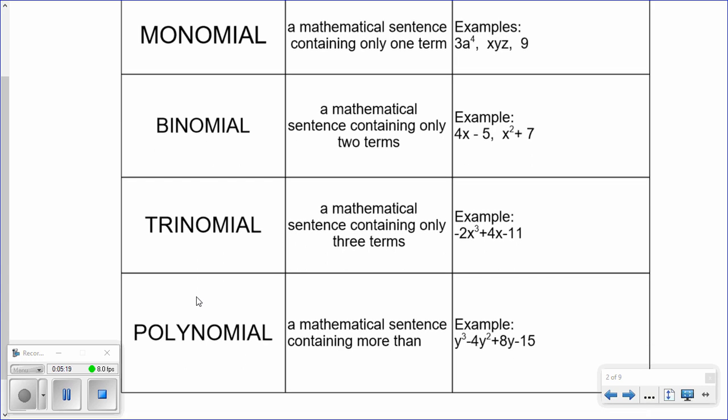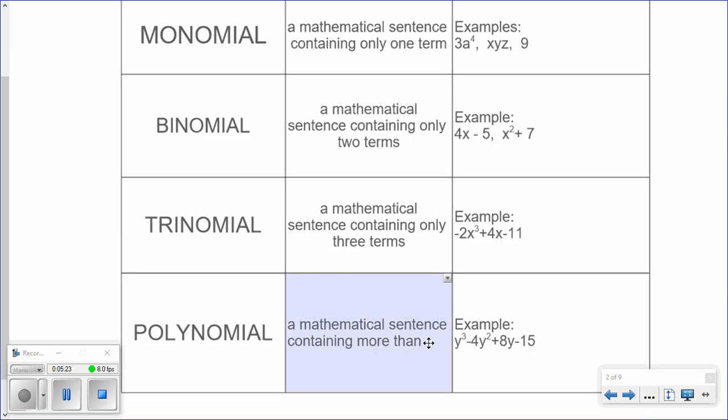After that, if we get more than 3, I don't know why it doesn't have a 3 right there, but oh well, write a 3 at the end of this. We just call it a polynomial if it's got more than 3 terms, because we could come up with names for it, but that's super complicated, and why do that? So, we have a mathematical sentence containing more than 3 terms. An example: y cubed minus 4y squared plus 8y minus 15. That's 4 terms right there.